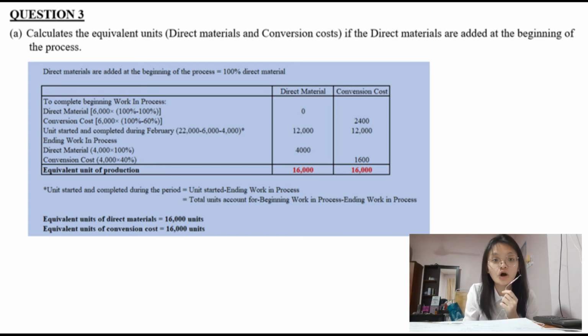And for the conversion cost, we use 2,400 plus 12,000 plus 1,600. It will also be equal to 16,000 for the conversion cost of the equivalent units.